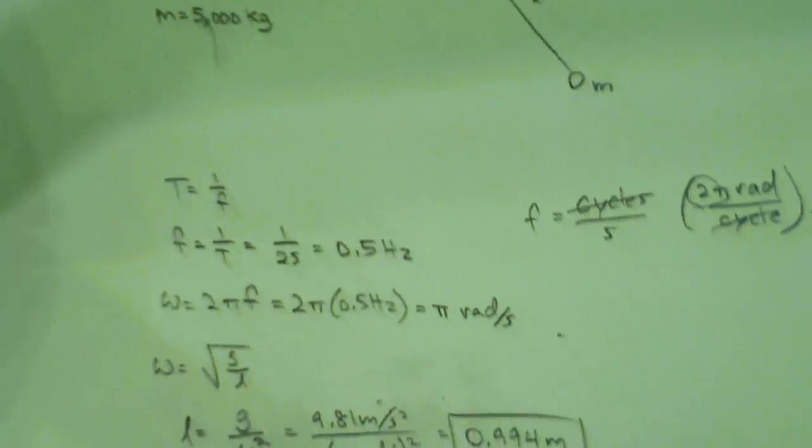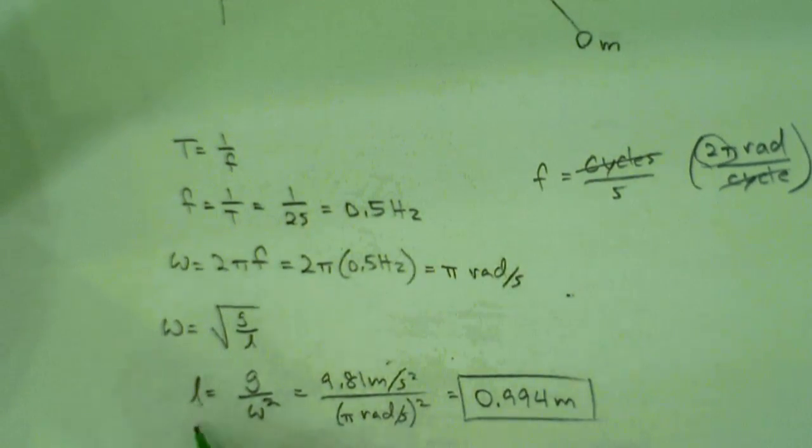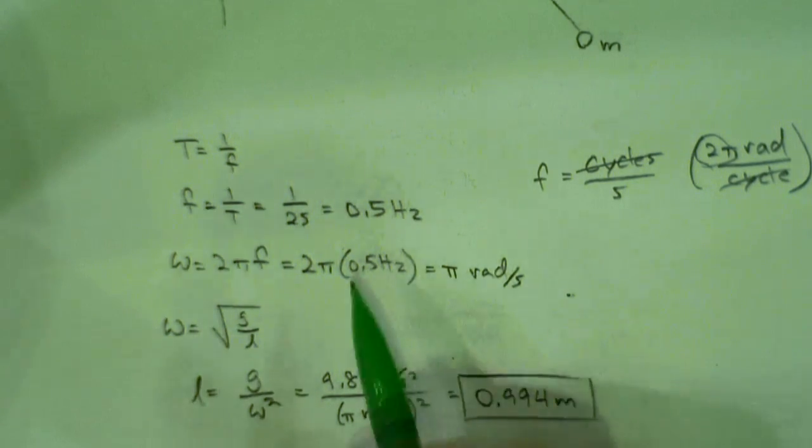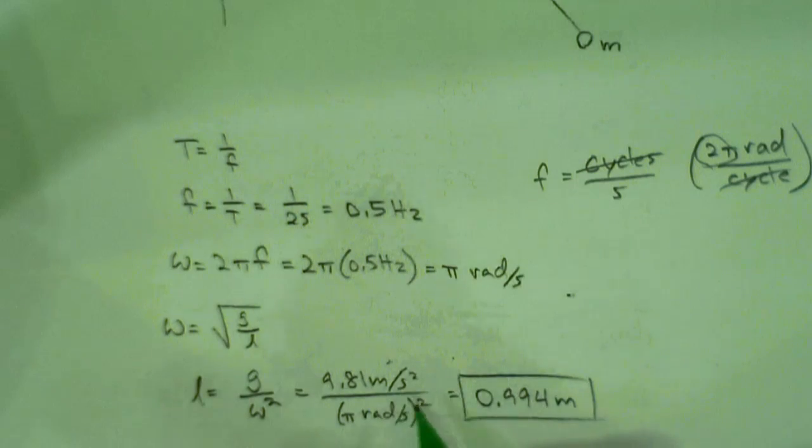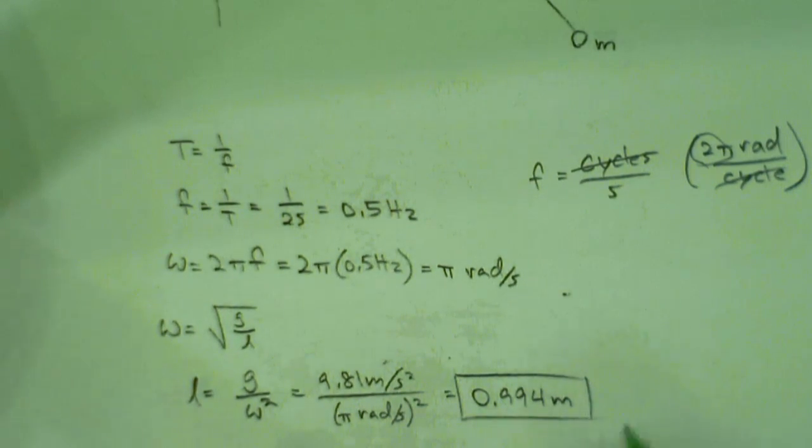So we solve for L, we get g over omega squared. And then we just plug in all our values. So we have 9.81 meters per second squared for g. And then we have pi radians per second, which we just calculated over here. We're going to square it. We're going to divide the two. And we get that the length of the pendulum is 0.994 meters.